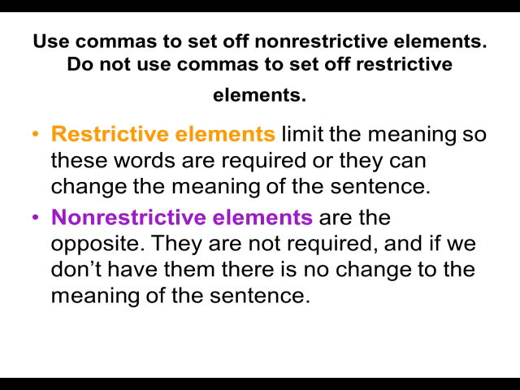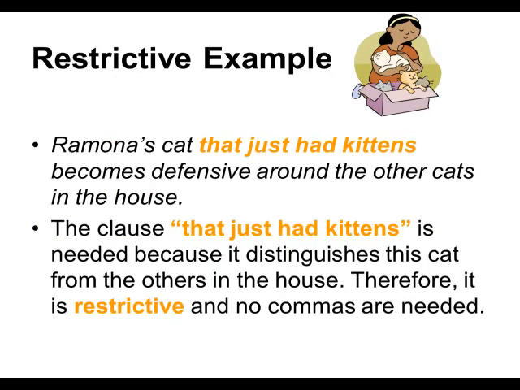When to place commas around clauses is our next rule. Use commas to set off non-restrictive clauses. Do not put commas around restrictive clauses. Restrictive elements limit the meaning, so these words are necessary for the sentence. Without them, they can change the meaning of the sentence. Non-restrictive elements are not needed. If they are not included in the sentence, the meaning does not change. They are just extra information.